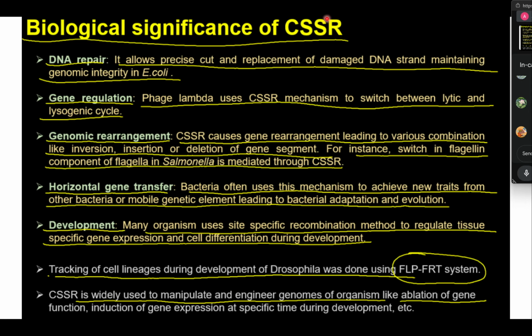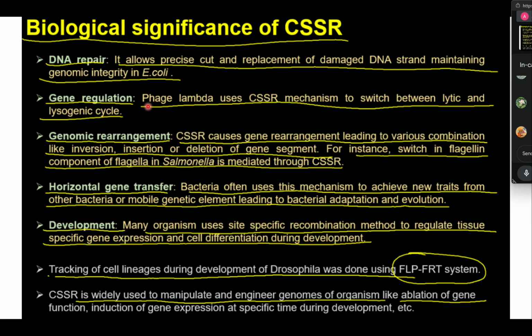Why is CSSR, or conservative site-specific recombination, important? It allows for DNA repair. It allows for precise cut and replacement of damaged DNA strand, maintaining genomic integrity of E. coli. It allows for gene regulation. For example, the lambda phage uses the CSSR mechanism to switch between lytic and lysogenic cycle.